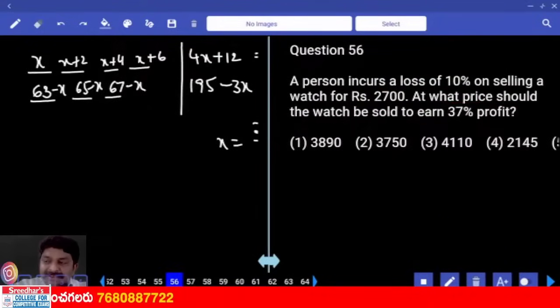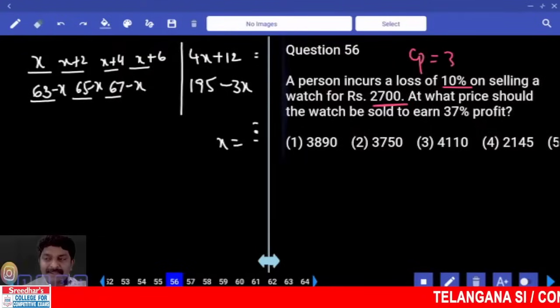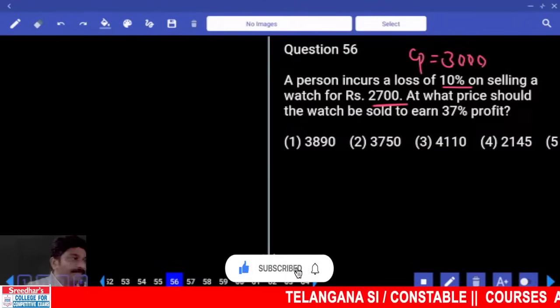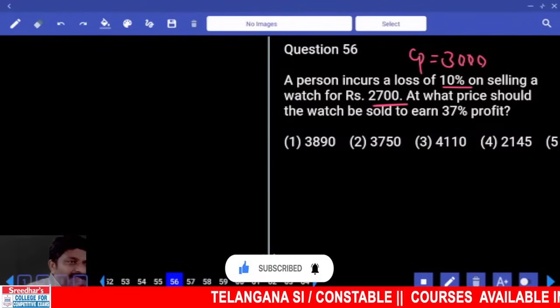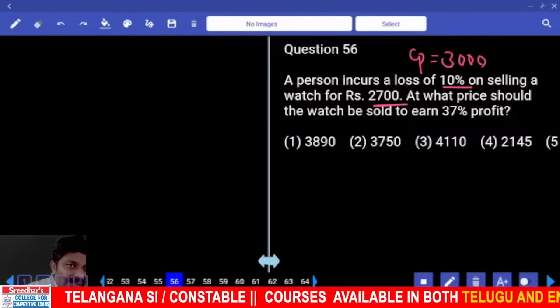A person incurs a loss of 10% on selling the watch for 2,700. 10% loss, selling price 2,700. Then cost price, you can immediately write it as 3,000. 10% loss is minus 300, selling price 2,700. Condition satisfied. Are you okay?